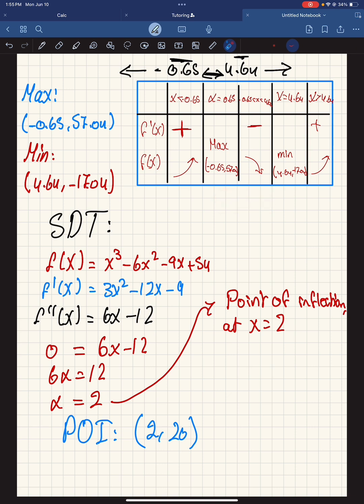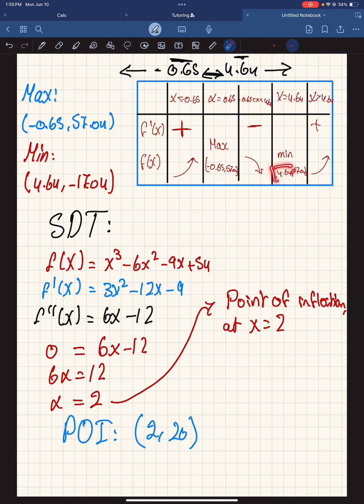Then we do the same thing with the next one. We plug in a value that is more than 4.64, and we find out that it's positive, and therefore it has to be increasing. So if you go from a decrease to a stationary point, and then back to an increase, that means that this point was a minimum.